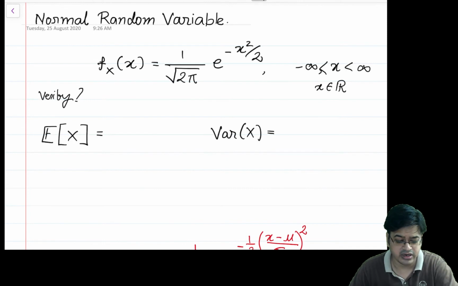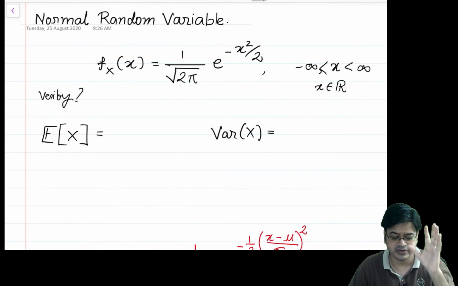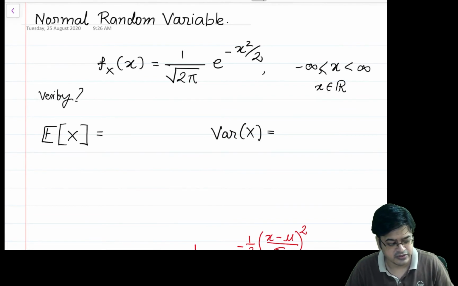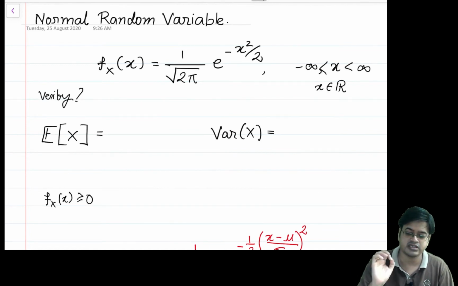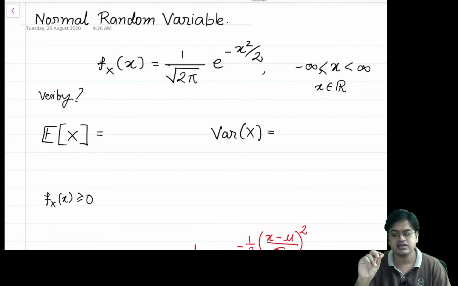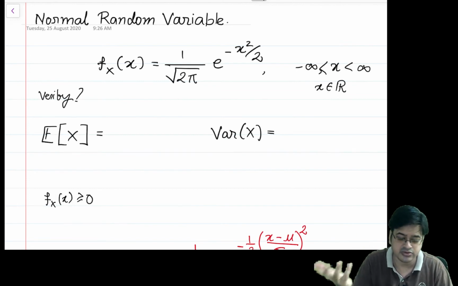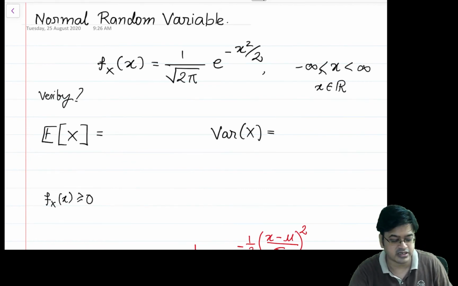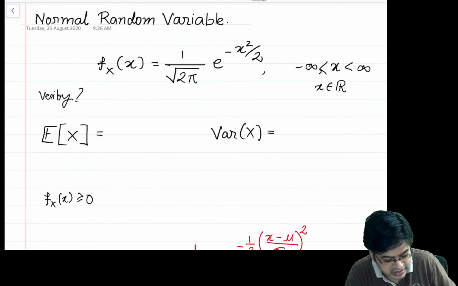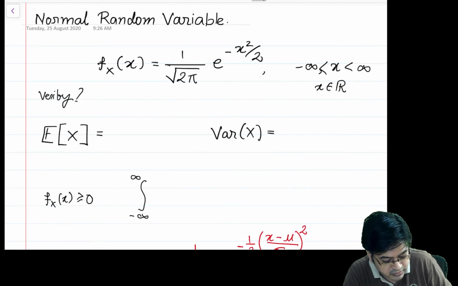Right now, what is important for us is that this should satisfy the properties of a density. What are the properties of a density? First property is f_X(x) should always be greater than or equal to 0. Is it the case? The function e raised to x is never going to be negative. So is e raised to minus x square by 2. So it's never going to be negative, so f_X(x) is greater than or equal to 0. Then the next property is the integral from minus infinity to infinity of e raised to minus x square by 2 dx.